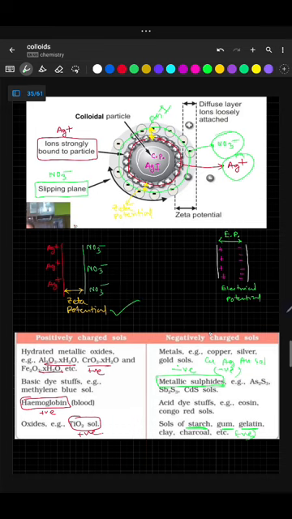We have previously studied in physics about electrical potential, where the positive side and the negative side of two electrodes create electrical potential. These are some positively charged colloidal solutions, and this is some negatively charged colloidal solution. The important ones are highlighted here.